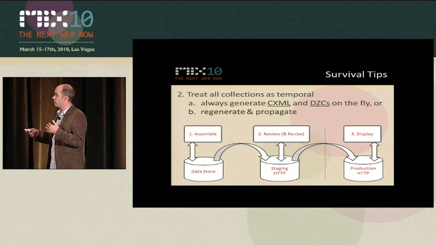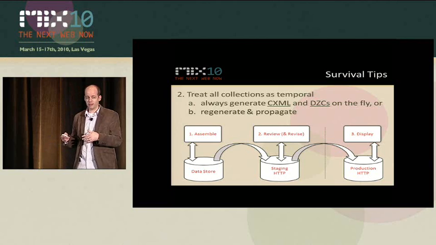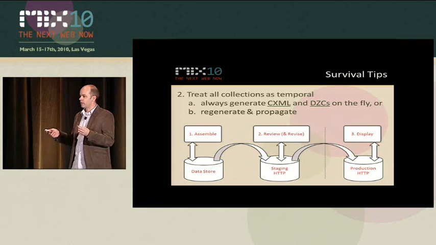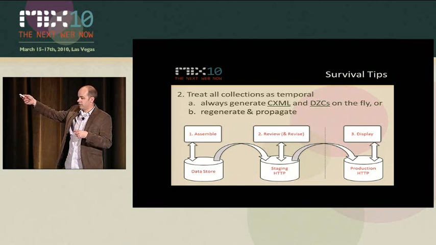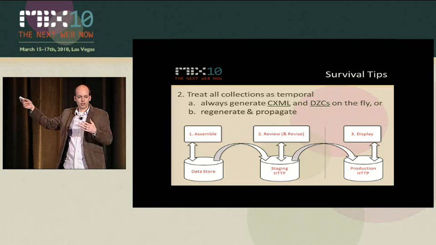And so what we suggest in that case is a strategy called regenerate and propagate, and that's really just about, for example, each hour, you may take a new snapshot of your data. You may generate your CXML and your DZCs that are current for that particular hour, say. So that's the assembly phase we have there. Then you might put them onto a staging environment where you might have a set of human eyes make sure that there's nothing that you would not want to go out to production. It's kind of your gate.